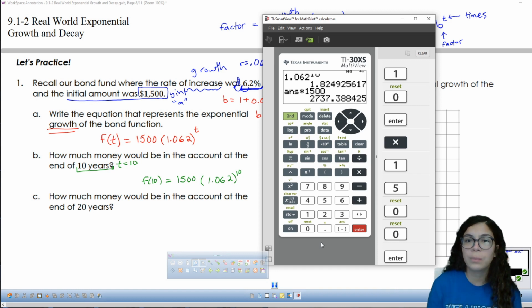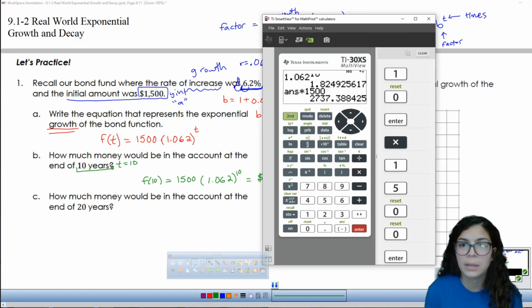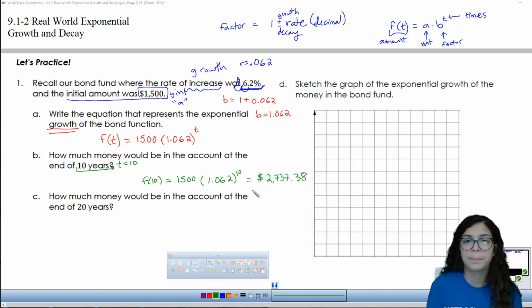So we would have to round to the nearest 2 decimal places, because money doesn't make sense for me to tell you, oh, give me 0.388425 cents. We say 39 cents. So we'll round it to 39. So we have $2,737.39. I already forgot the number. No, 39.